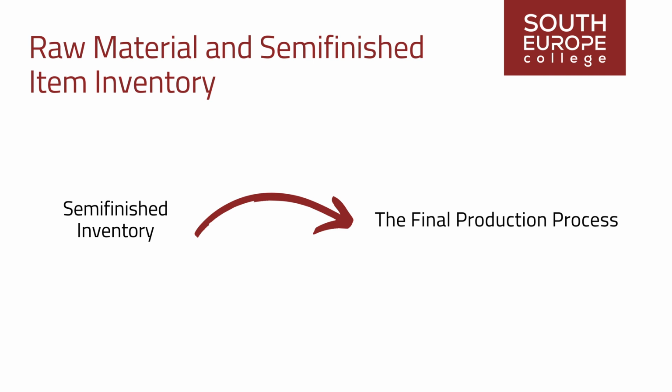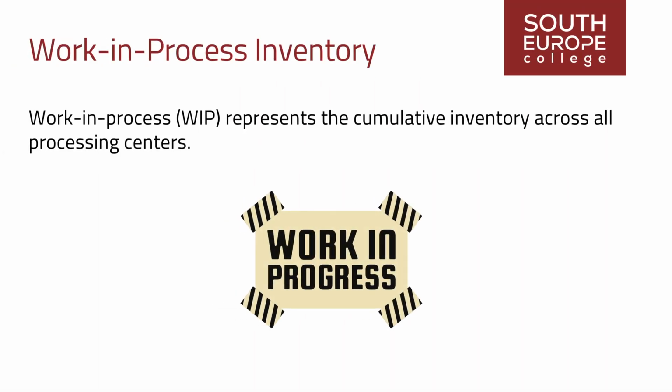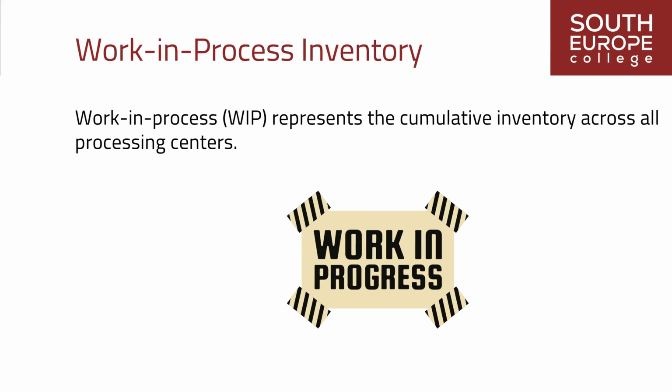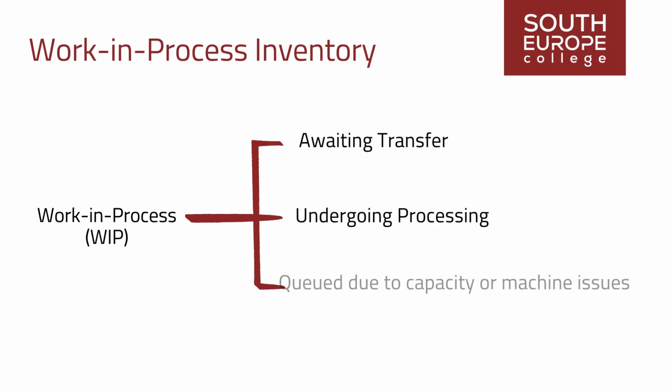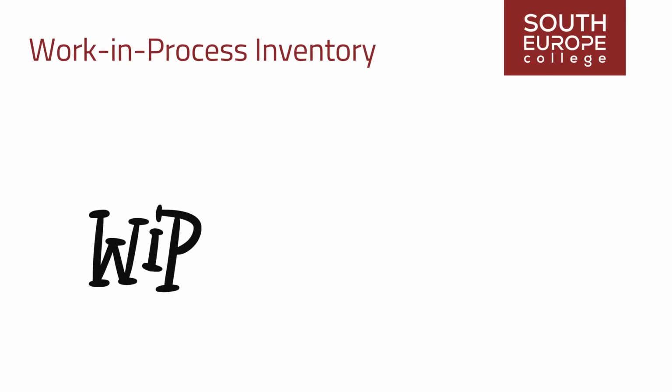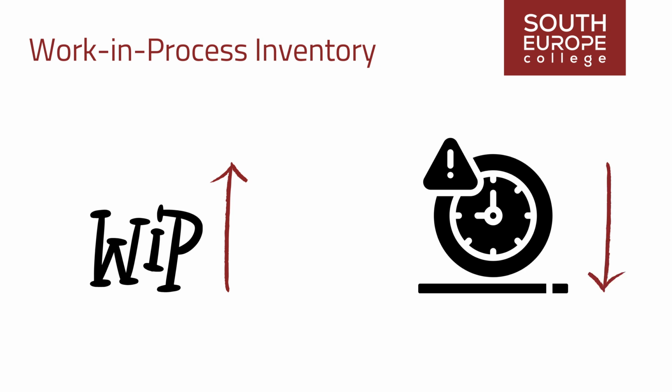or supply chain managers. Work in process, WIP, represents the cumulative inventory across all processing centers, comprising materials awaiting transfer, undergoing current processing, or queued due to capacity constraints or machine issues. Elevated WIP levels may signal production bottlenecks or delays.